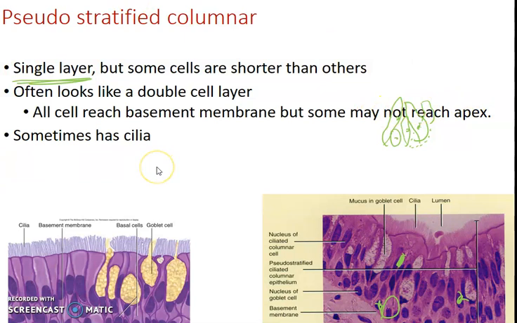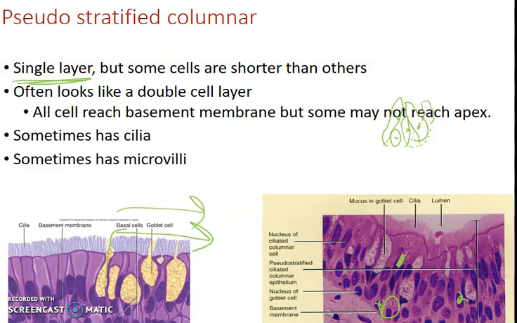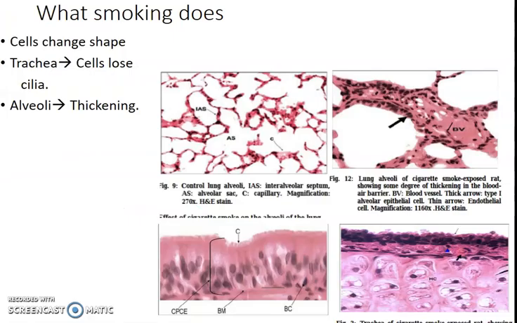Sometimes it has cilia, such as in your trachea. The cilia here in your trachea, their job is to take the mucus made by the goblet cells and wash bad stuff out of your trachea, where it usually goes into your esophagus and gets destroyed in the stomach. Sometimes it has microvilli as well.